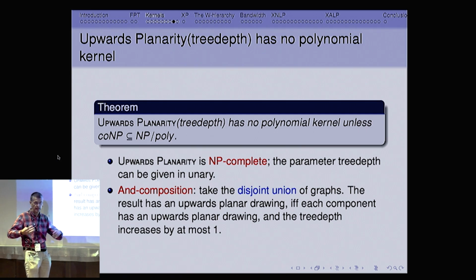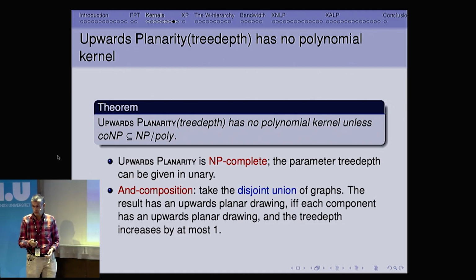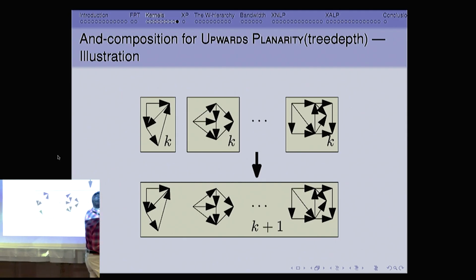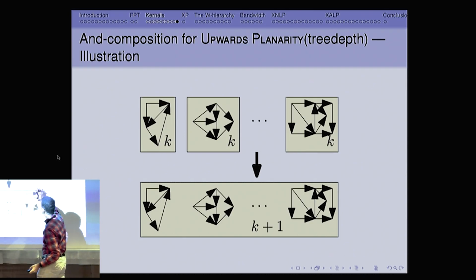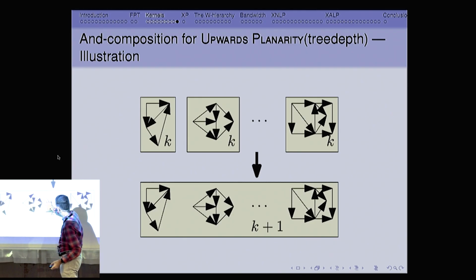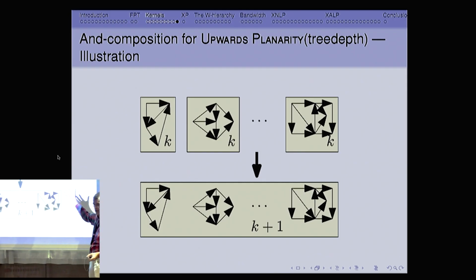And for AND-compositional, we can do this in a very simple way. We take the disjoint union of the graphs. So we have n inputs. This is actually all we need to show. If we have n inputs of upward planarity, then the disjoint union of these graphs can be drawn in an upwards planar way if and only if each of the separate inputs can be drawn. So this shows that the problem is AND-compositional.